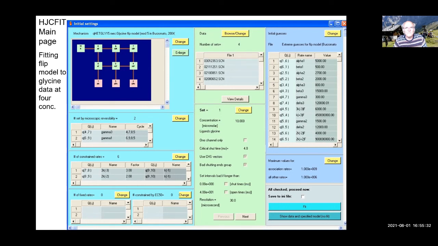Okay, in this green central panel, you specify the data. For four different glycine concentrations, the data are in four different files. These are SCN files. They come from our SCAN program, which is a way of idealizing the raw data. You can use data from other idealization programs. You can also view the details of the specifications of those files. This is for set one, for example. The concentration was 10 micromolar of glycine.